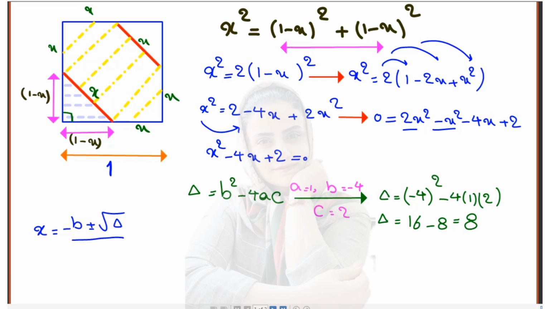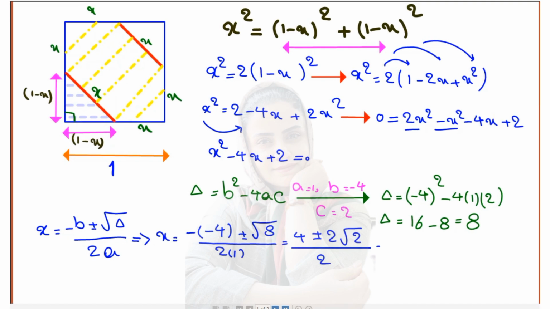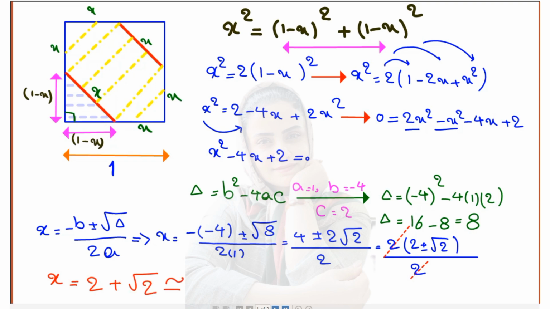Now plug everything into the quadratic formula. x equals 4 plus or minus the square root of 8, divided by 2. The square root of 8 is 2 times the square root of 2. So the expression becomes 4 plus or minus 2 root 2, divided by 2. Now factor out the 2 in the numerator: 2 times (2 plus or minus root 2), divided by 2. The 2's cancel out and we're left with x equals 2 plus root 2 or x equals 2 minus root 2.